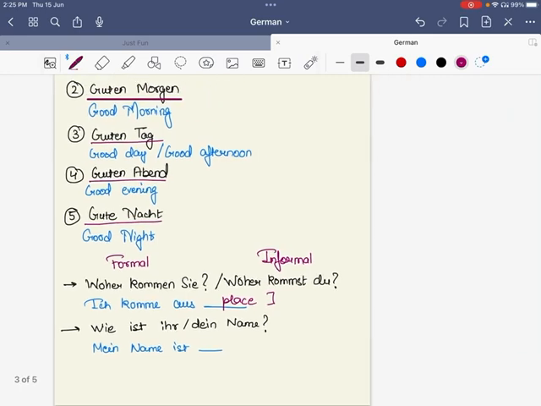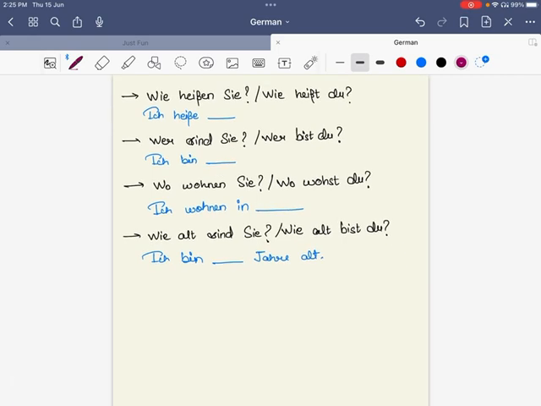Okay, now let's move on to some other phrases. So the next one is wie heißen Sie or wie heißt du. Referring to the previous, wie heißen Sie is a formal one and wie heißt du is an informal one. The meaning of this is what is your name? If I meet someone for the first time and I want to know his or her name, I can ask wie heißen Sie or wie heißt du. So the reply will be ich heiße, your name. Let's say the name is Preeti, so it will be ich heiße Preeti. The translation is I am Preeti.